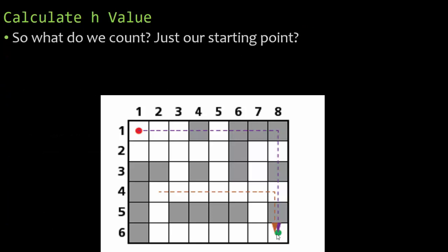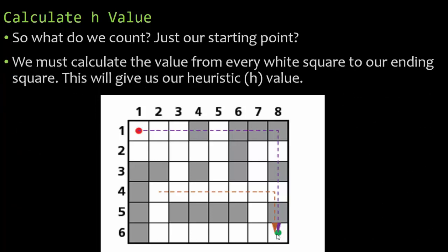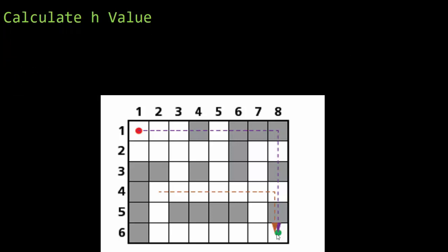So what do I count? Do we count the starting point? Do we count the orange line? You must calculate the value from every white square to our ending square, which will give us our heuristic value.